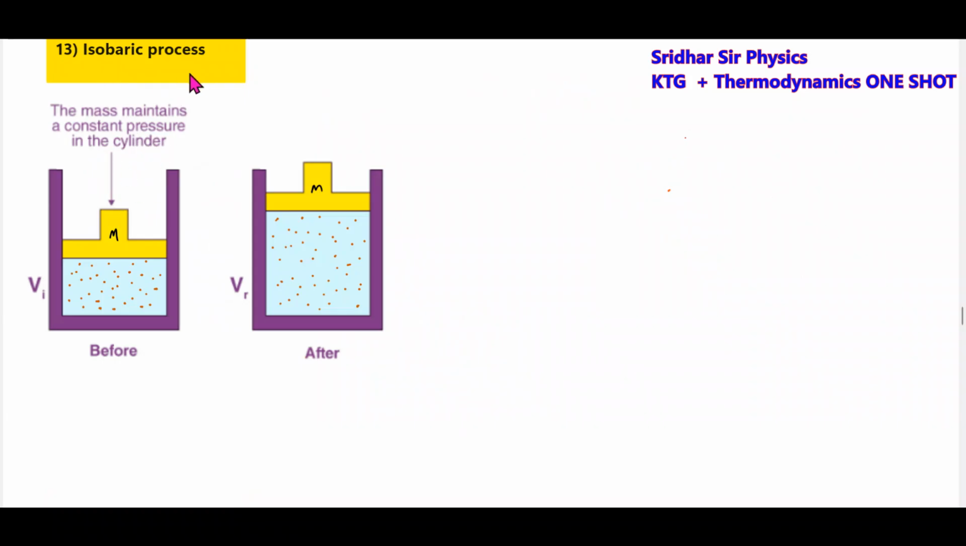Next, we have the isobaric process. It's a process where pressure will be constant. PV equal to nRT. So P1 V1 equal to nRT1, P2 V2 equal to nRT2. So like this we can write V1 by T1 equal to V2 by T2, or V by T will be constant. This is an isobaric process. The pressure will remain constant.